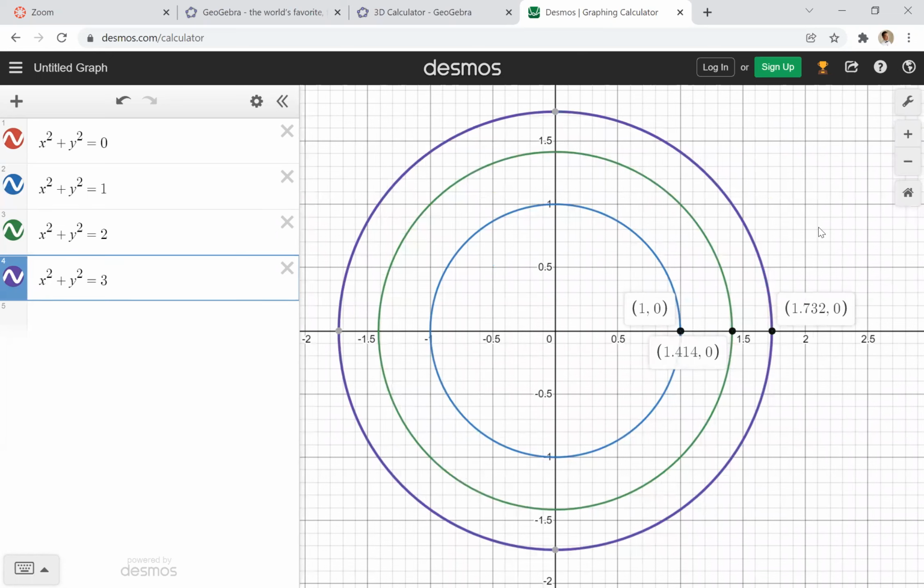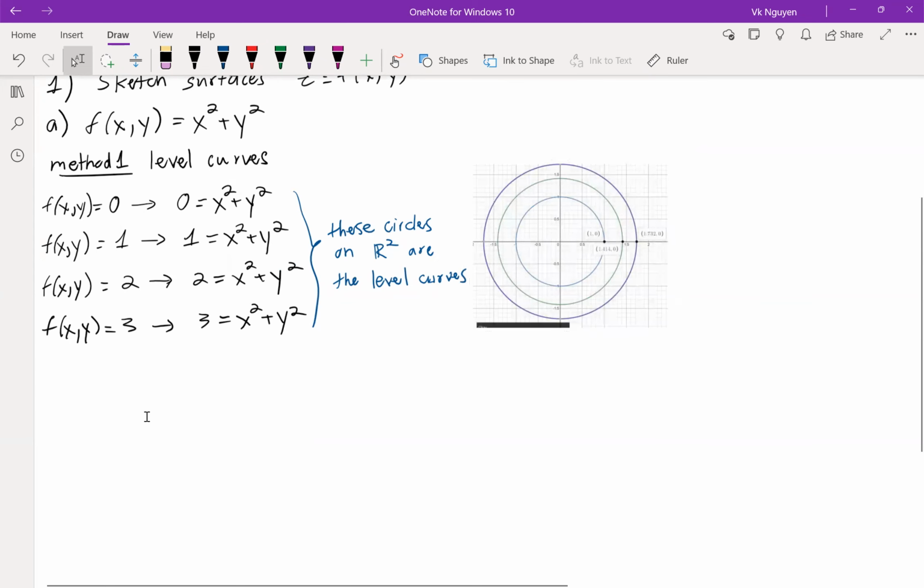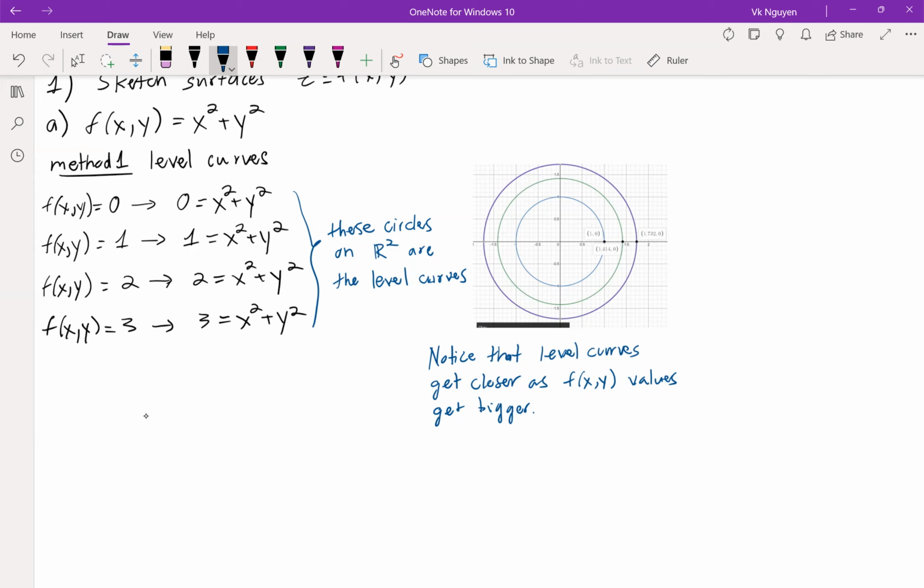Let me print screen here. And the level curves, right? They get closer to each other as the value of f(x,y) gets bigger. Next, we're going to translate these level curves into three-dimensional surfaces. So how do we do that? That is what we're going to do. I'm going to show you my sketch.